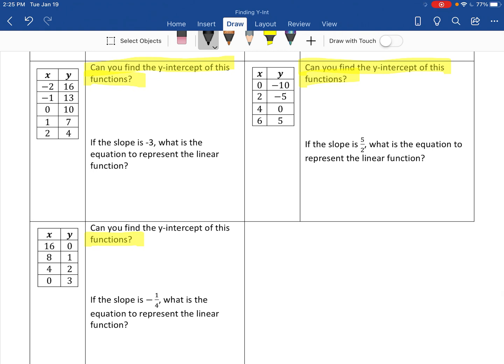Again, hold on to this piece of paper. We will use this next week, and this will kind of be your cheat sheet for the rest of this unit. So go ahead and pause the video now and complete the final 3.